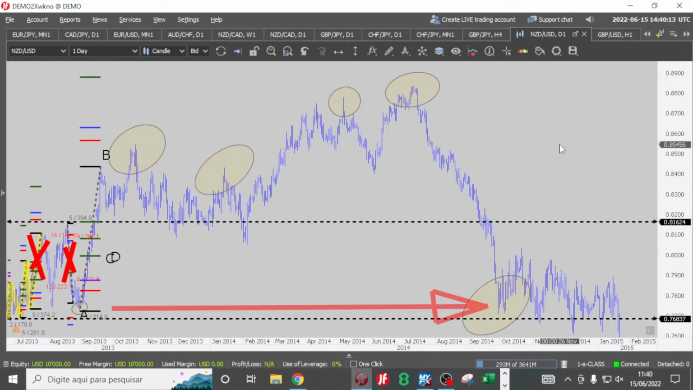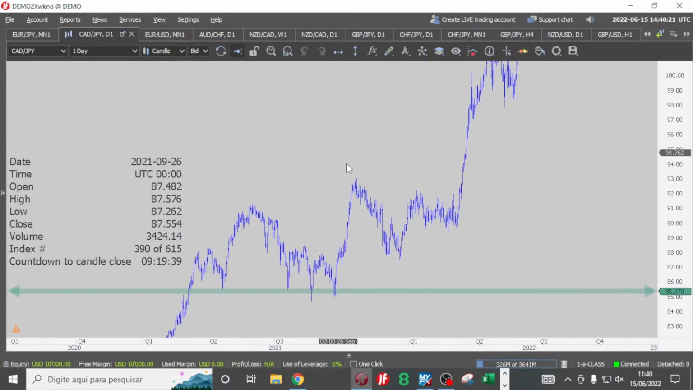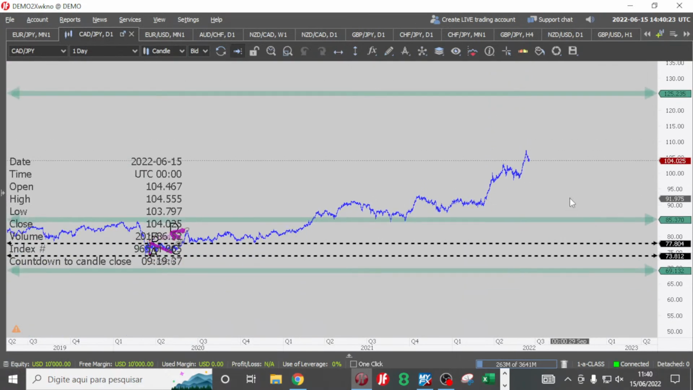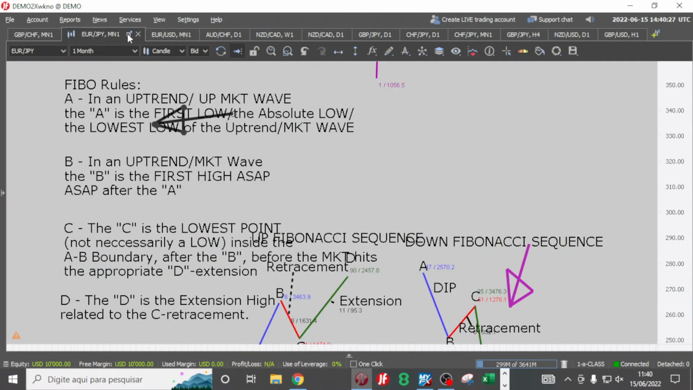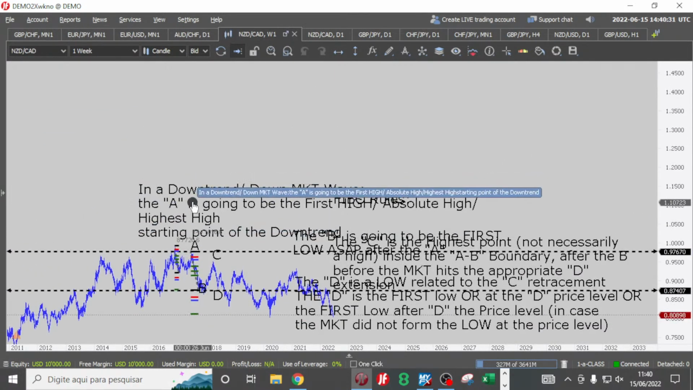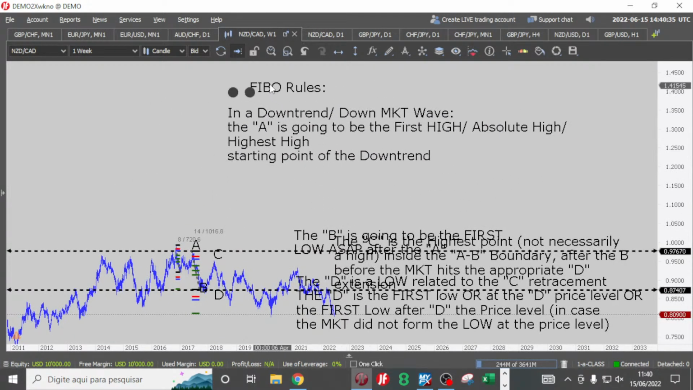Patrick, fourth. What are the rules saying? Where are the rules? Fibonacci rules. Everybody, we learn those rules.